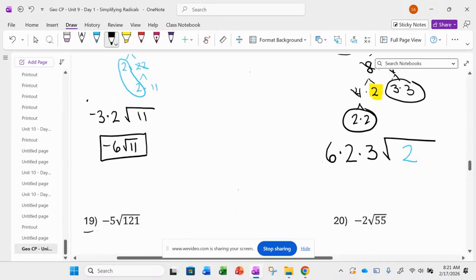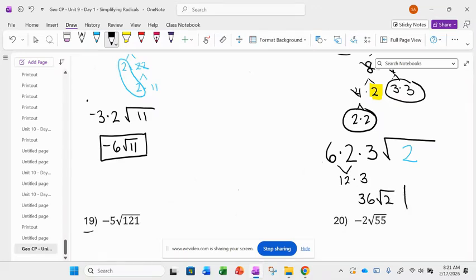So then we multiply the outside. 6 times 2 is 12. 12 times 3 is 36. So this is a 36 root 2.